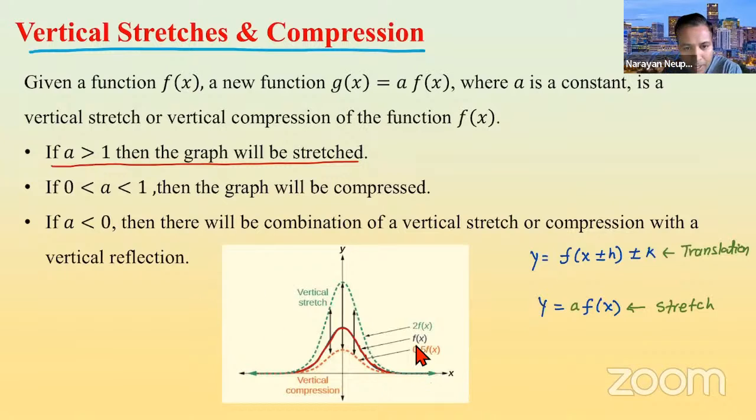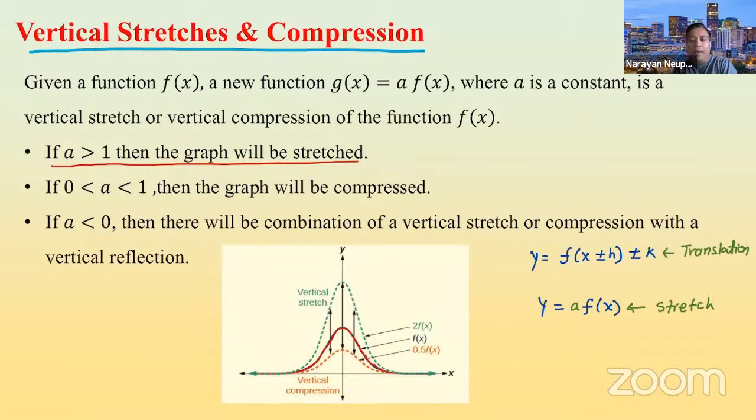For example, for the same function f of x, if we multiply by 0.5, 0.5 is a number between 0 and 1, the graph becomes shorter. Down here in orange color, you can see the graph of the function 0.5x, and that is called the vertical compression. The graph becomes shorter, just like you compressed from the top.